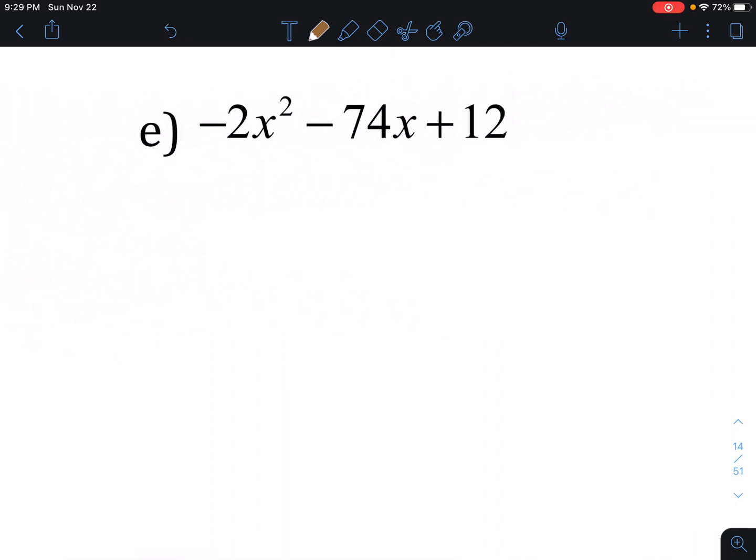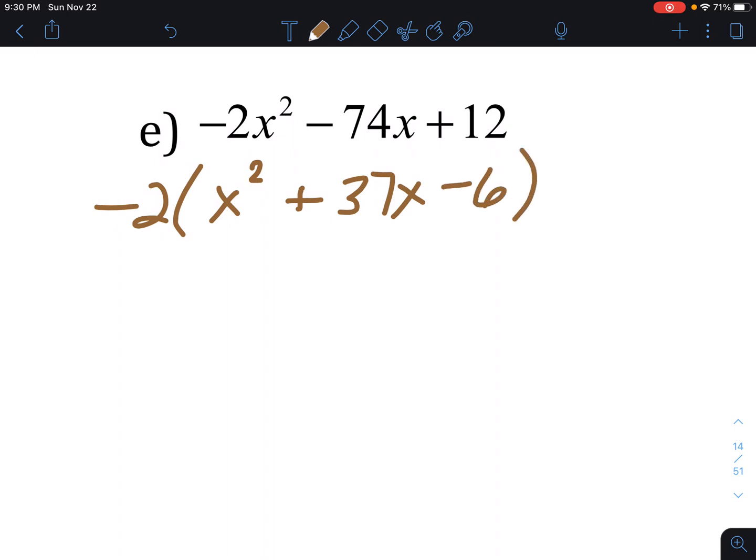Okay, letter E, a little bit different here. Yeah, we have a GCF of 2, but not just 2, but actually negative 2. Whenever you start a problem off with a negative and you're factoring, you must factor out a negative. Whenever your first term has a negative, factor out a negative. So now we're dividing by negative 2. So change the signs. That should be plus 37x minus 6.